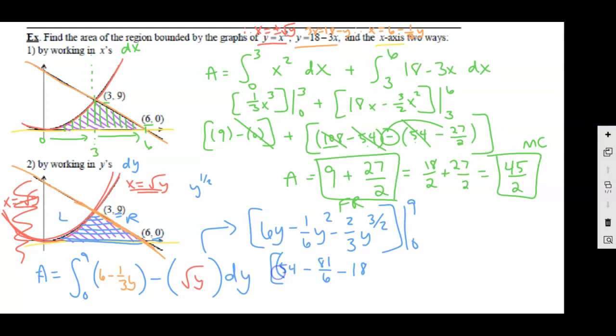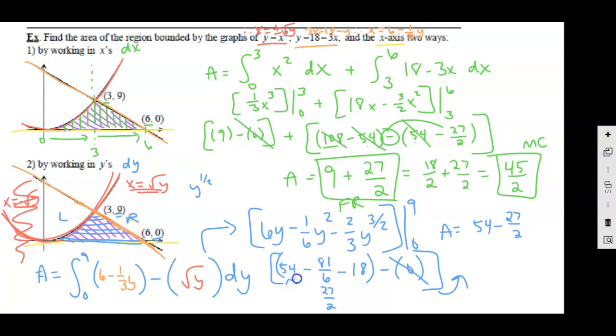I guess I should do this, right? There's the upper evaluation, and then your lower evaluation. All right, plug in 0, everything's going to be 0. That's really lovely. So we're going to end up finding that this area is 54 minus, those are both divisible by 3, so that's going to be 27 over 2. So minus 27 over 2, minus 18.